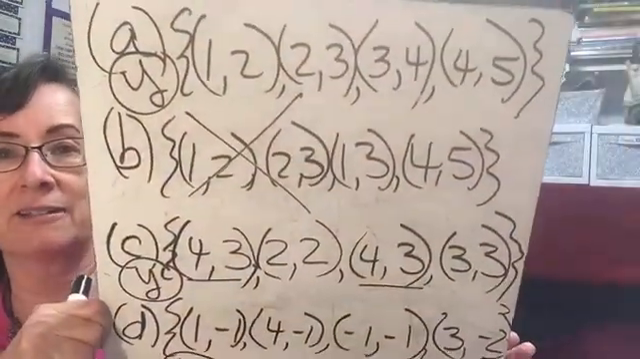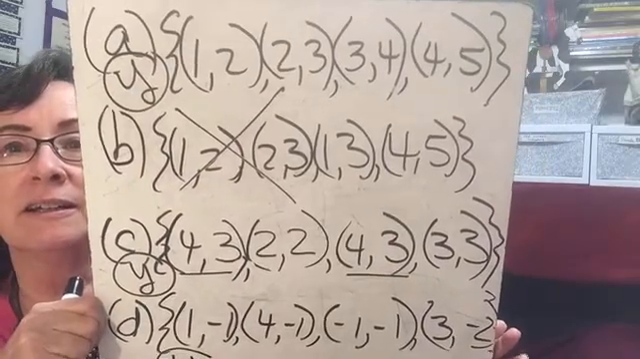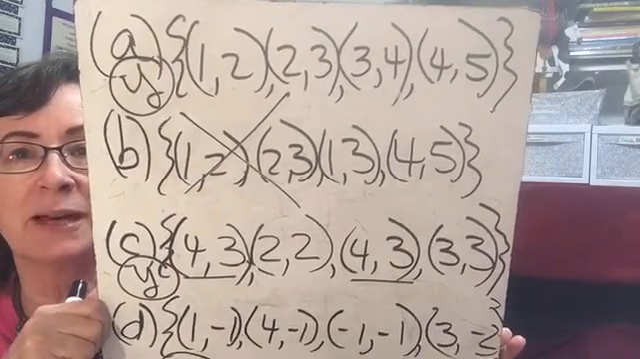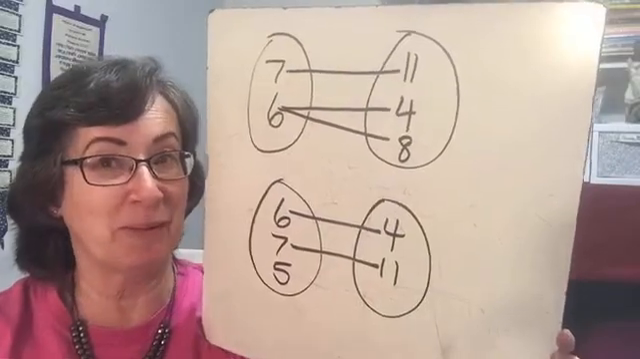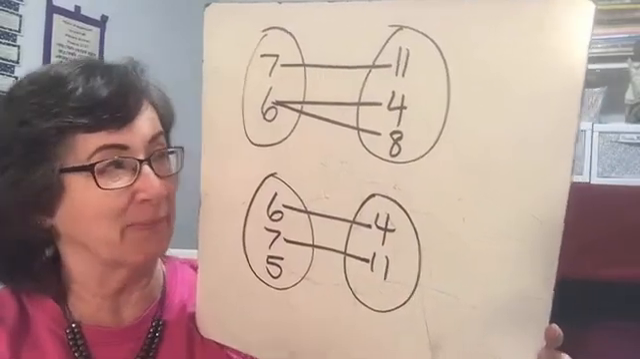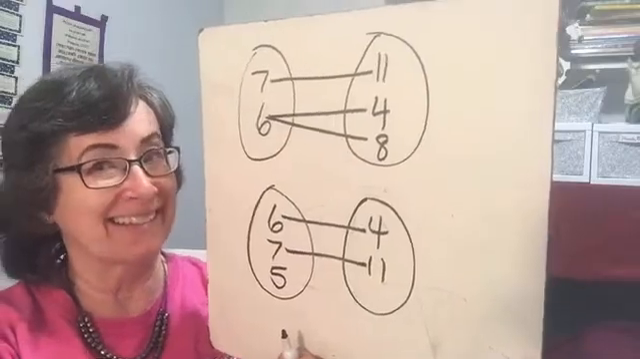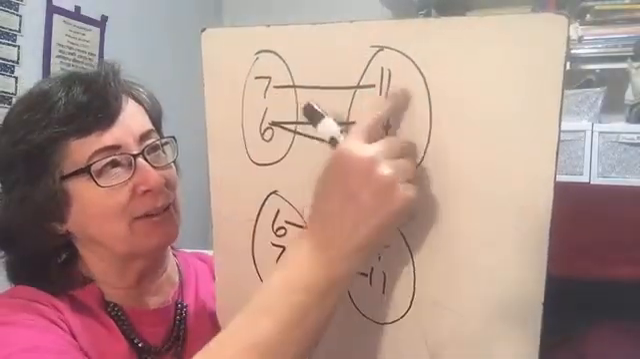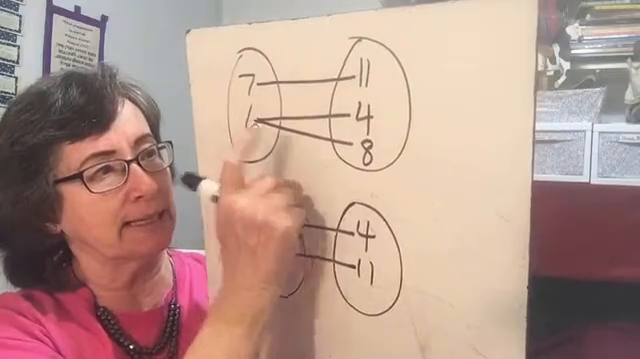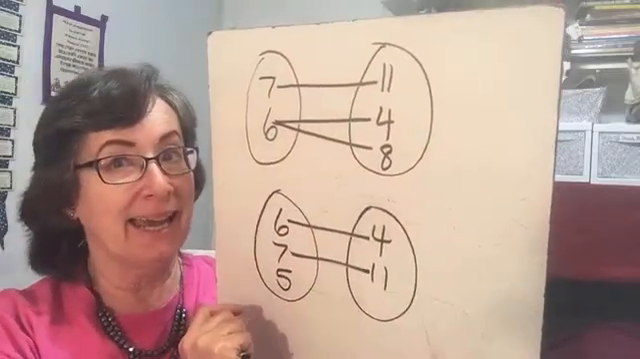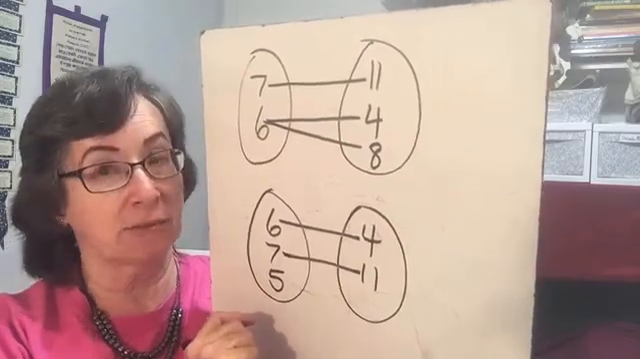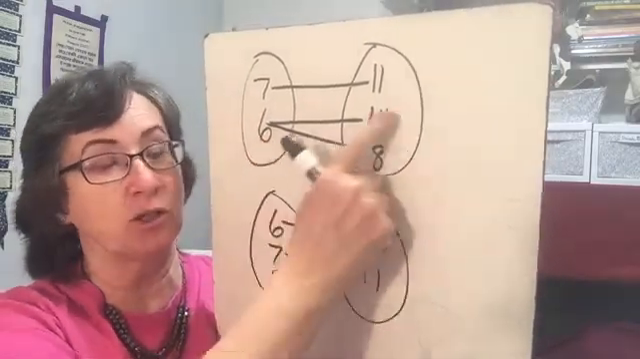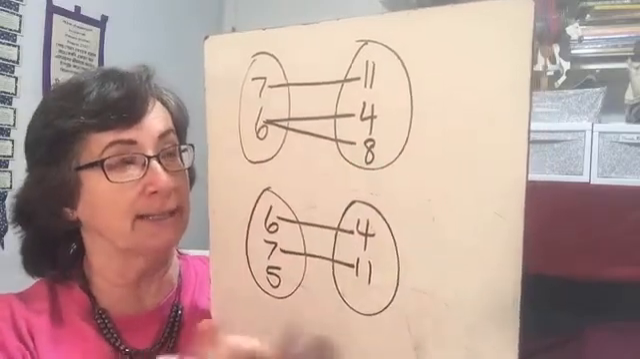Okay, take a look at those a little bit closer so that you can see them better. Okay, the last two problems, and we'll be ready to start our practice set. So here we have 7 goes to 11, 6 goes to 4, 6 goes to 8. And what do you think? Is that a function or is that just a relation? It is just a relation because 6, an input, goes to 2 different outputs. Therefore, it is not a function.